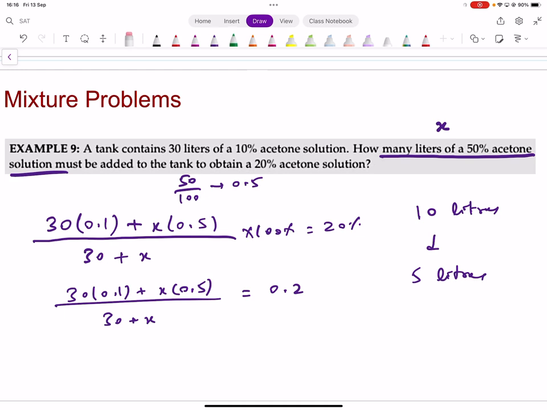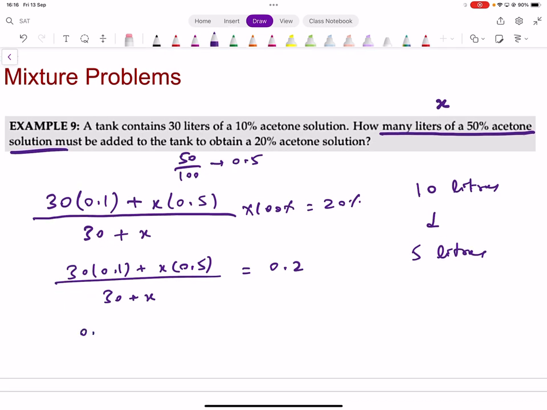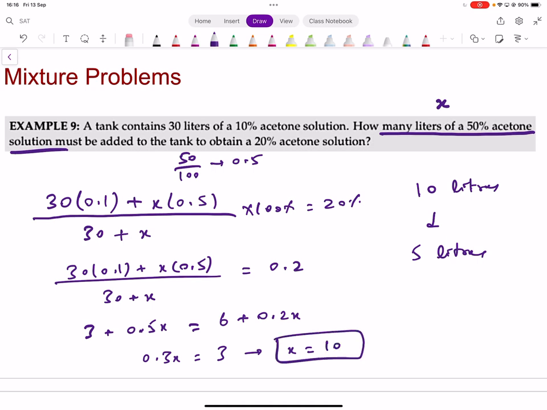Now we can solve this equation and see what that gives us. 0.1 into 3, that is 3, plus 0.5 times x. We can multiply this number on the other side. 0.2 into 30, 6, plus 0.2 times x. 0.3x equals 3, and the value of x is 10. So we need to add 10 liters of this solution so that the total amount of acetone is 20%. Is that okay?